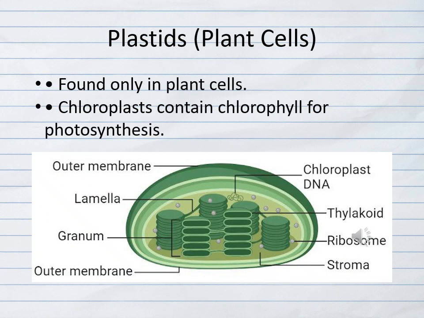Plastids. Plastids are found only in plant cells. The most important plastid is the chloroplast. It contains a green pigment called chlorophyll that helps in photosynthesis.